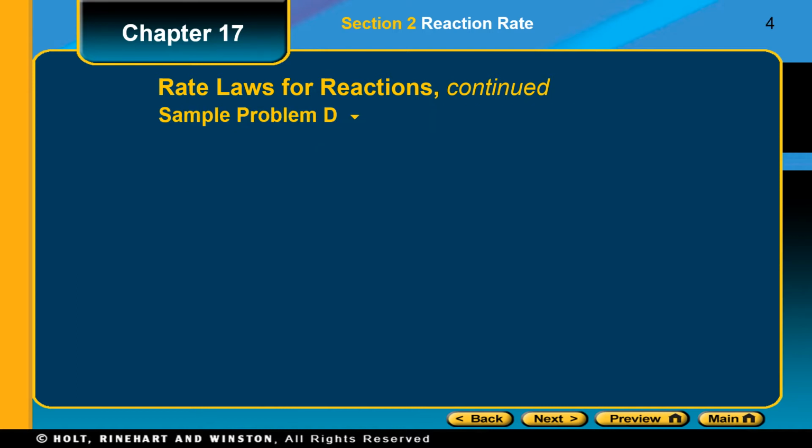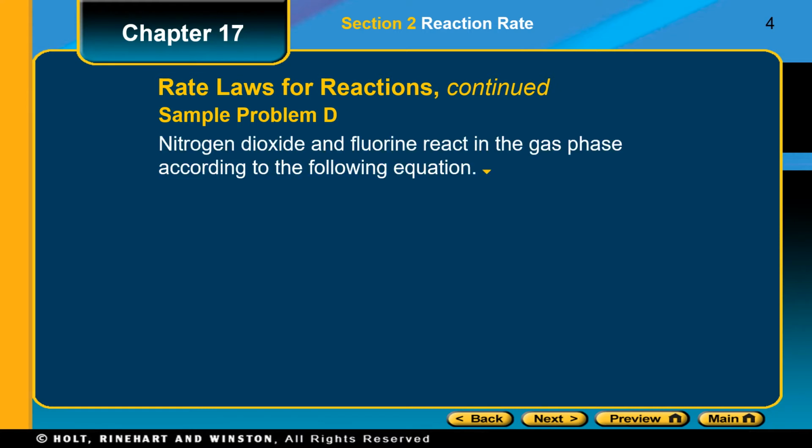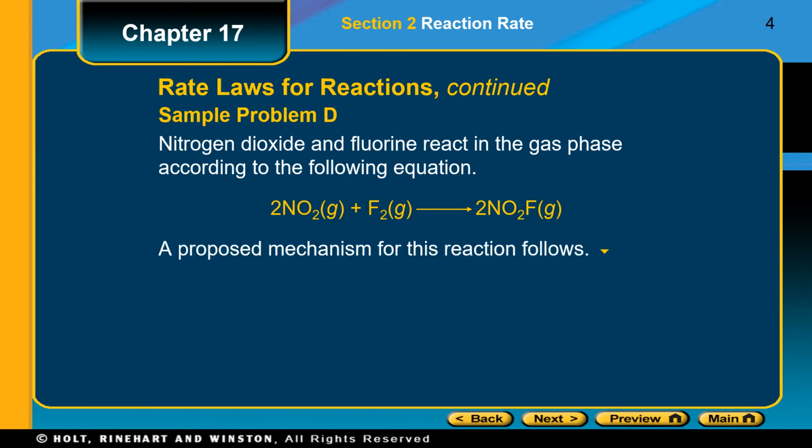Now let's take a look at sample problem D. Nitrogen dioxide will react with fluorine in the gaseous phase, remember this is a homogeneous reaction, and this is the balanced equation. We have two nitrogen dioxide molecules reacting with one molecule of fluorine to form two molecules of what's called nitryl fluoride. And the proposed mechanism for this reaction is like this.